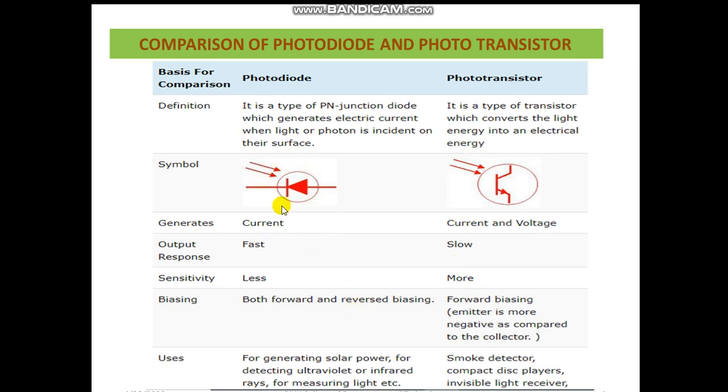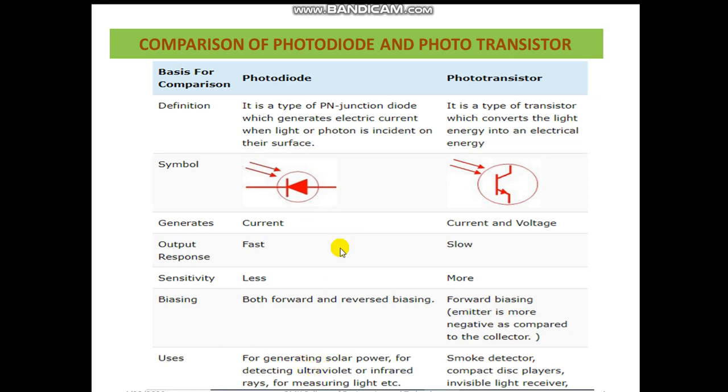And the biasing for the photodiode is, it works with both forward as well as reverse bias. For phototransistors, the forward biasing is used for making more electrons come out from the emitter side.